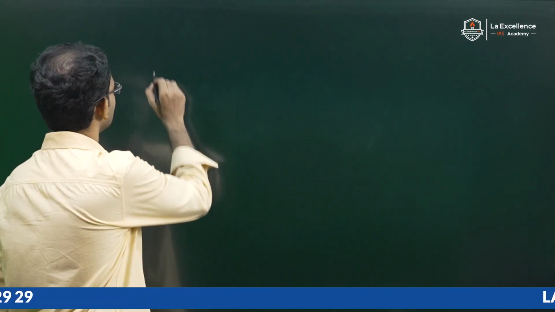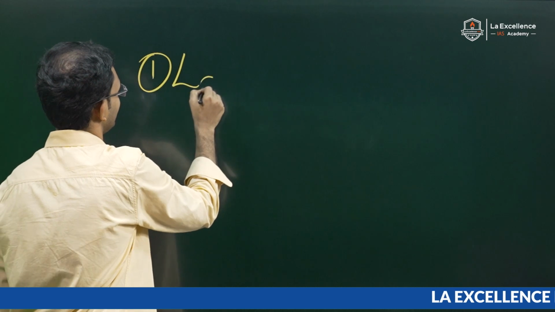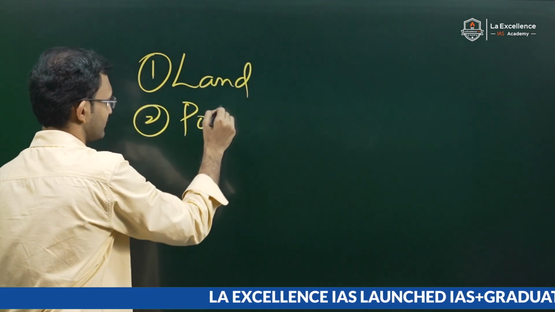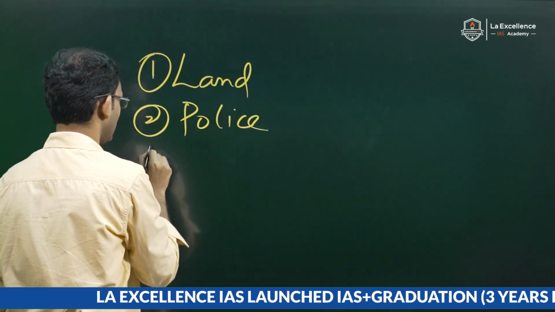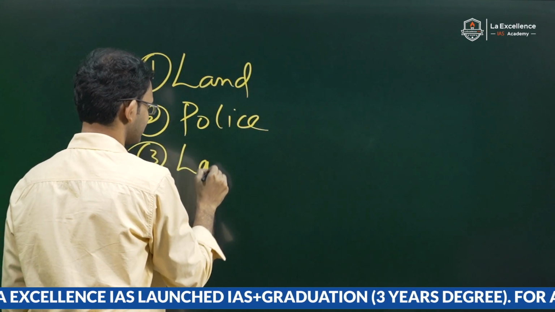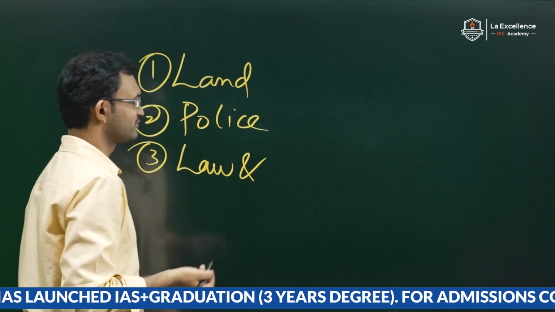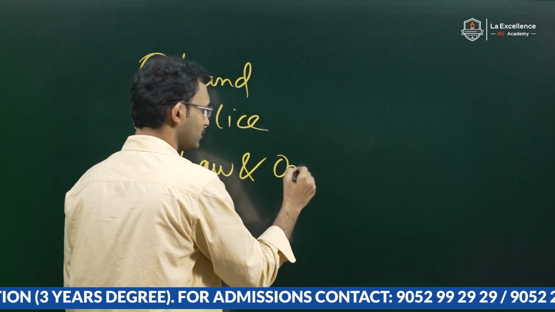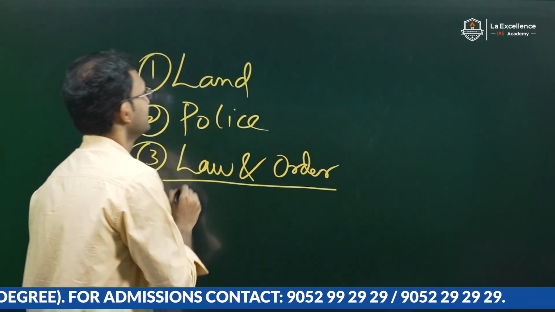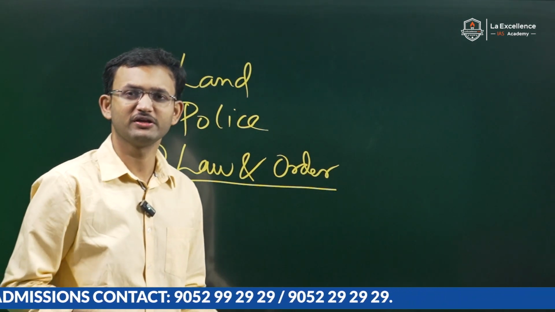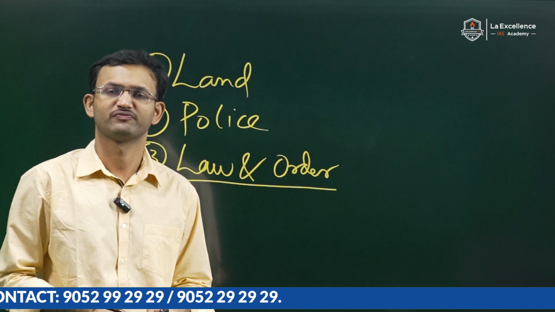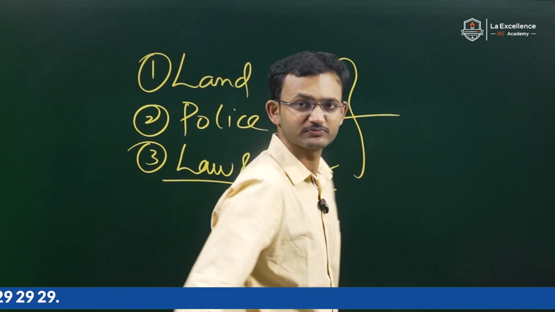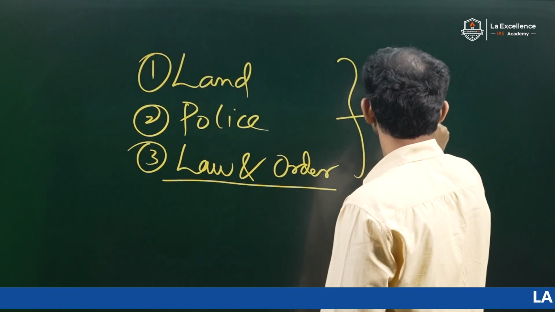Three subjects: one, land; second, police; and a third is again law and order, which is nothing but utilization of police to a larger extent, but a few different things would come. So these three would broadly fall under the purview of the Lieutenant Governor. So who would be thinking about this? It's the LG.